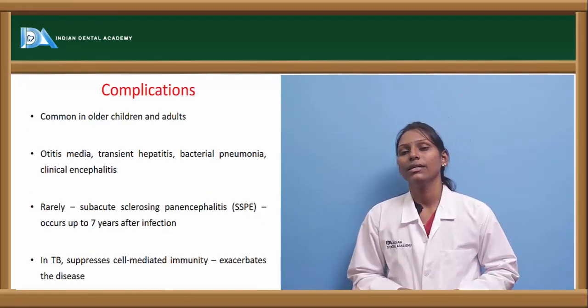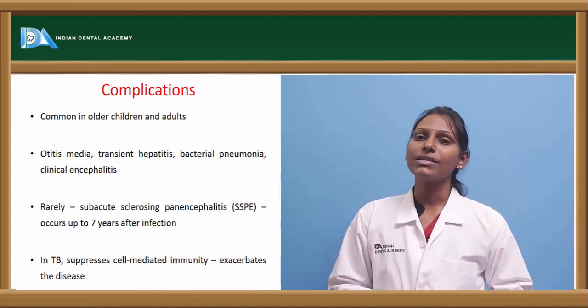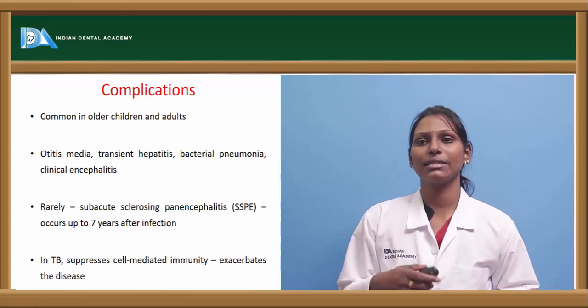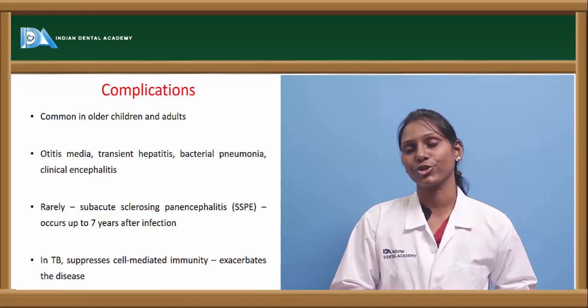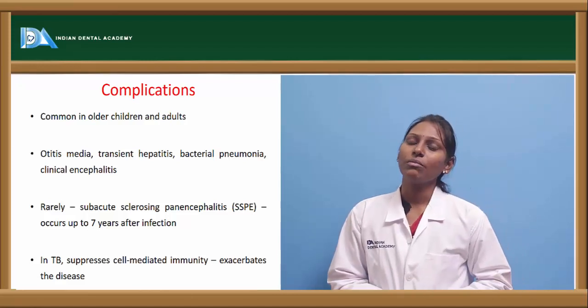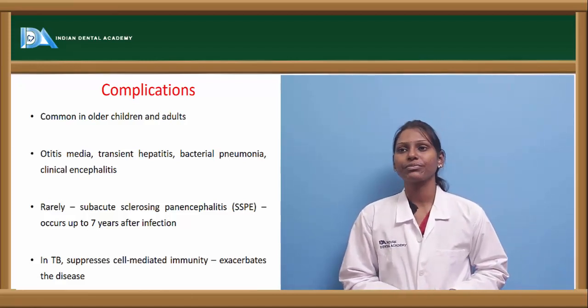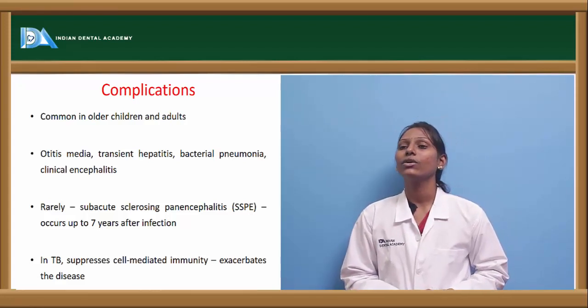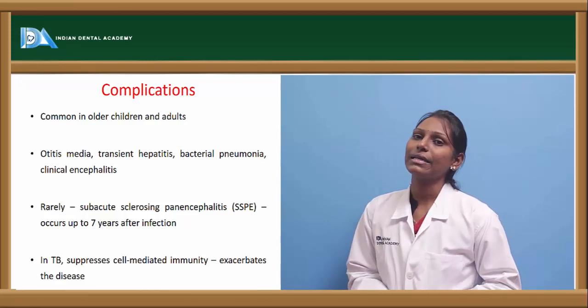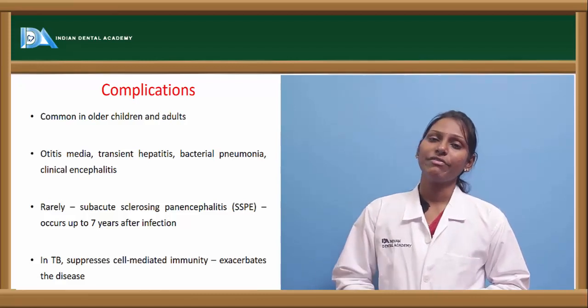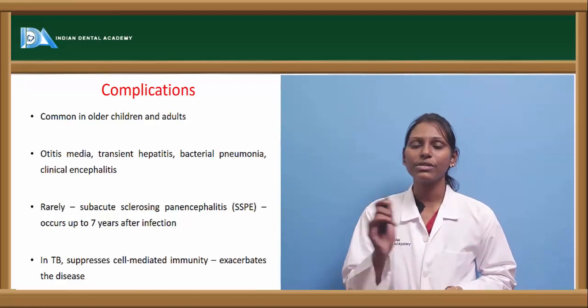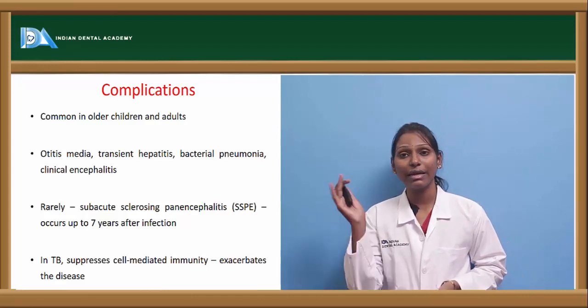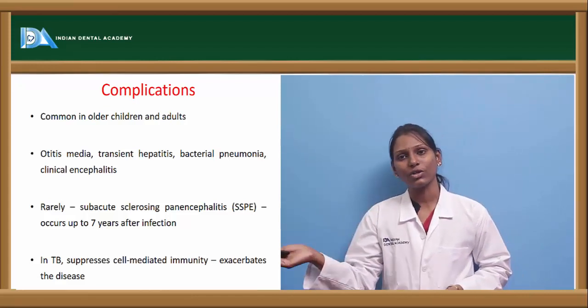Coming to complications. The complications are more common in older children and adults than in the younger age group, that is, infants. Complications include otitis media, transient hepatitis, bacterial pneumonia, and also clinical encephalitis. Rarely, subacute sclerosing panencephalitis can occur. This occurs up to 7 years after the infection. So this is a rare and also a late complication.